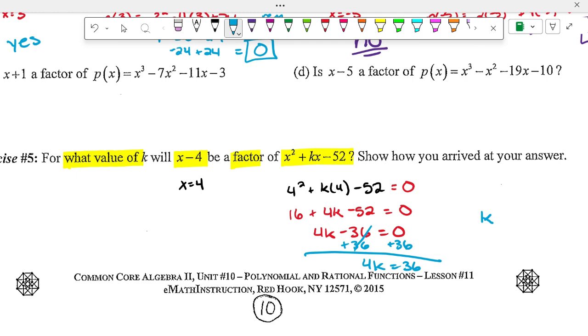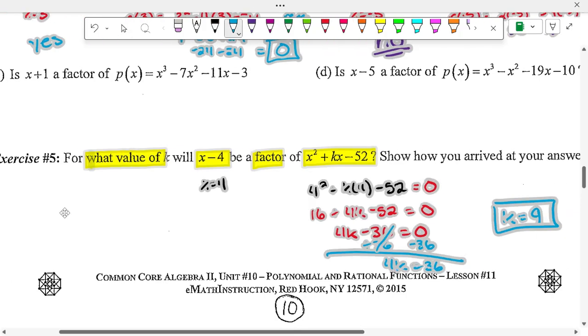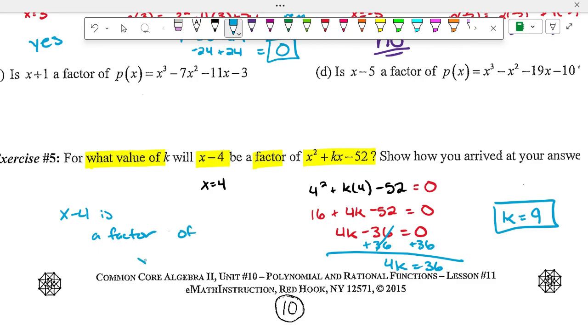So let's go with Frederick. What's k equal to? 9. Good. So your k value has to be 9. So what this means is x minus 4 is a factor of x squared plus 9x minus 52. So that's if I plug the 9 back in for k. So this would be the polynomial that x minus 4 is considered a factor of.